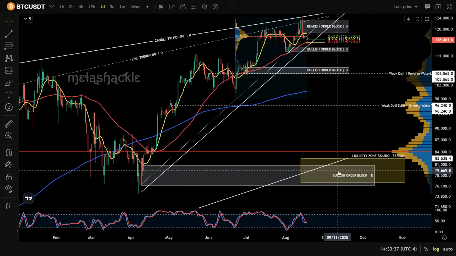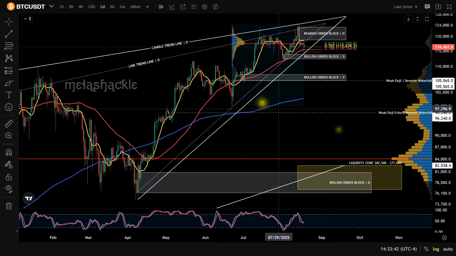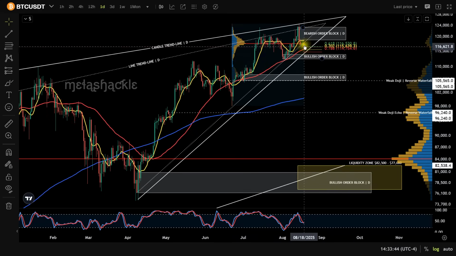But when we take a look at the volume profiles, you can see that the fixed volume profile is centered right here, right at the point where we saw rejection with the current candle we're seeing now.